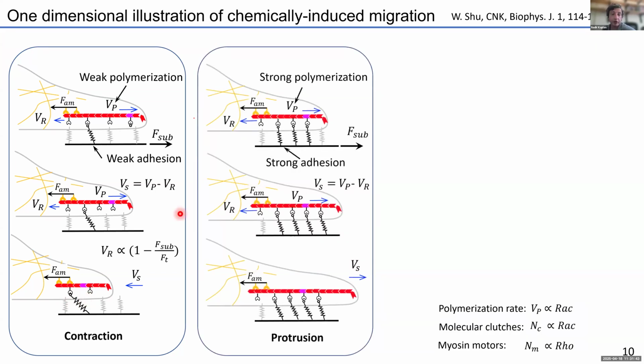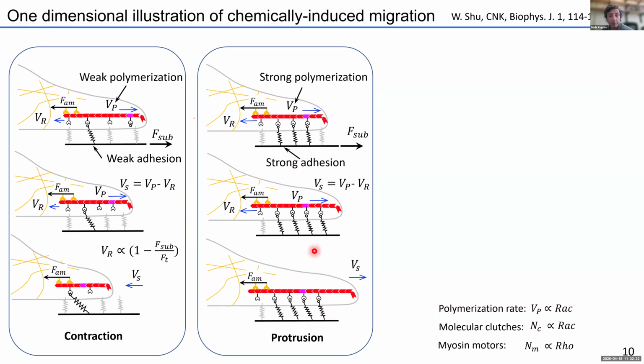In the case of a protrusion, though, the scenario is exactly opposite. You should have strong polymerization simply because there will be a lot of Rac signals here, which will amplify polymerization. It will suppress retrograde flow, but it will also create a strong adhesion with the underlying substrate, because in the presence of high Rac, there will be more focal adhesion points forming, and then there will be a more efficient transmission of traction forces from the cell to the substrate. And that will give rise to protrusion.